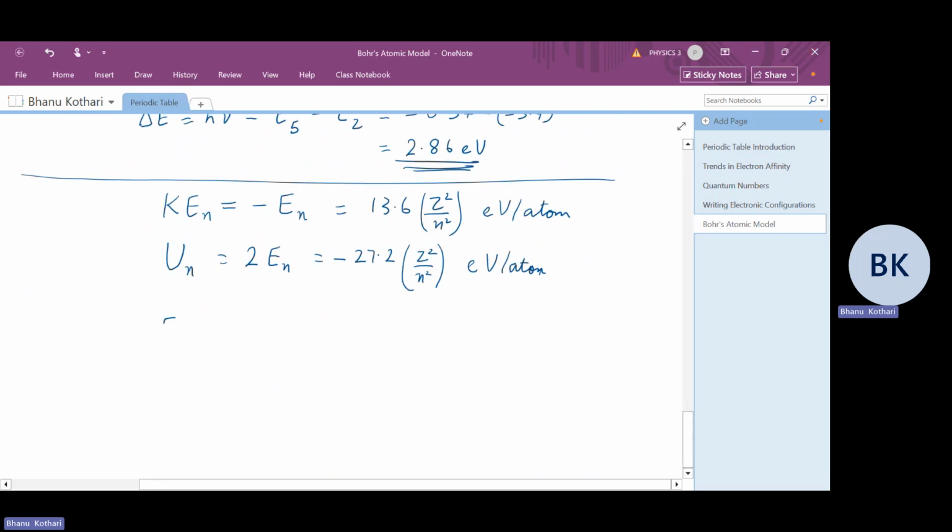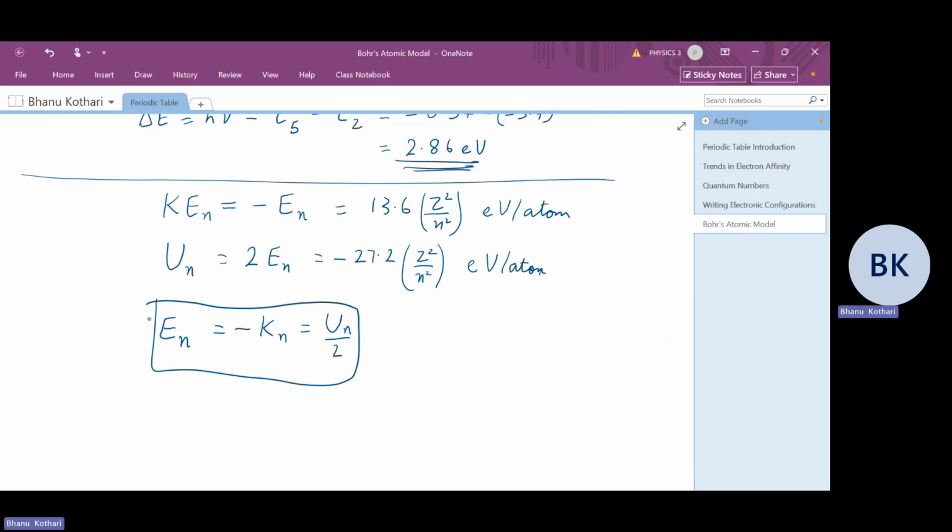You can just remember this formula, which I'm writing as a summary of all this. The total energy of the electron will be equal to the negative of the kinetic energy, and it will be half of the potential energy. This is the only formula that you need to remember when you're asked to relate the total energy, kinetic energy, and potential energy of the electron.